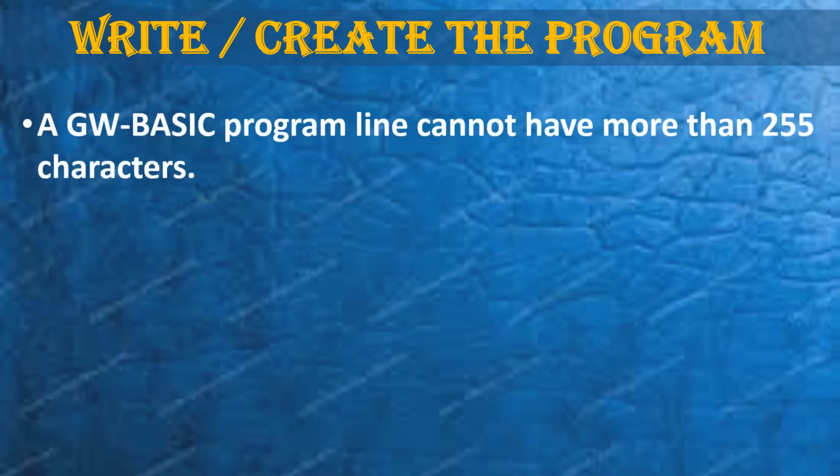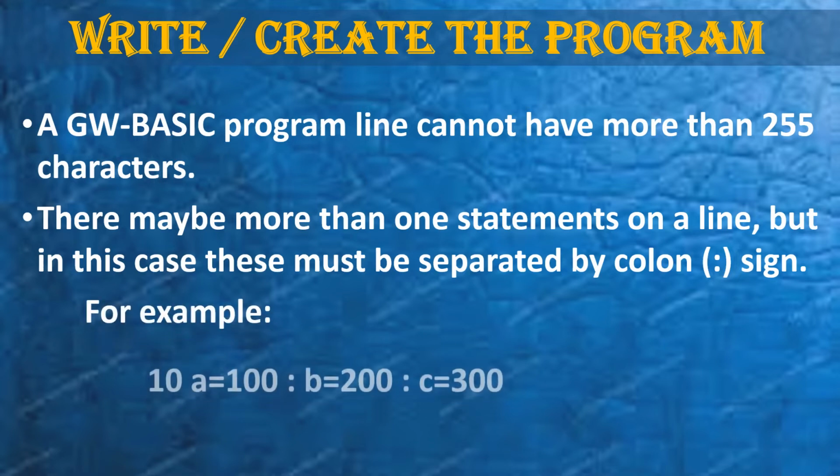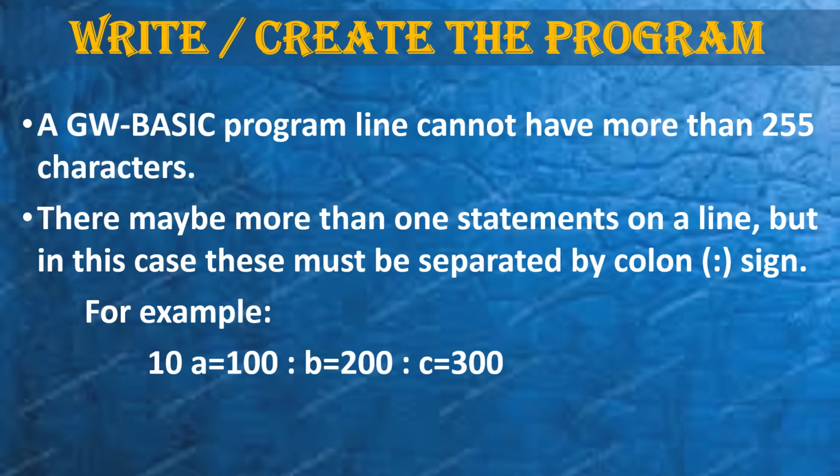A GW-BASIC program line cannot have more than 255 characters. The character set of GW-BASIC will be discussed later. There may be more than one statement on a line, but in this case these must be separated by the colon sign. I have just shown one example. There is another: 10 is the line number, A equals 100 colon B equals 200 colon C equals 300. There are three statements written on a single line, but these are separated by a colon.